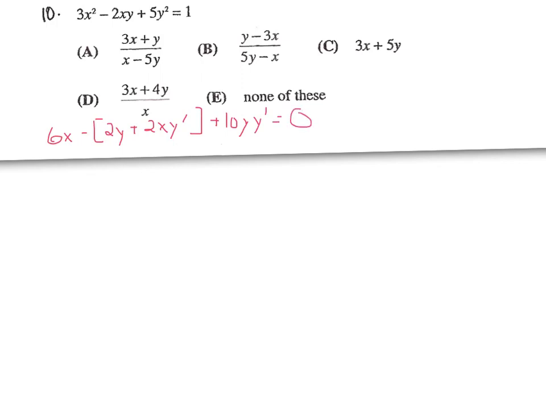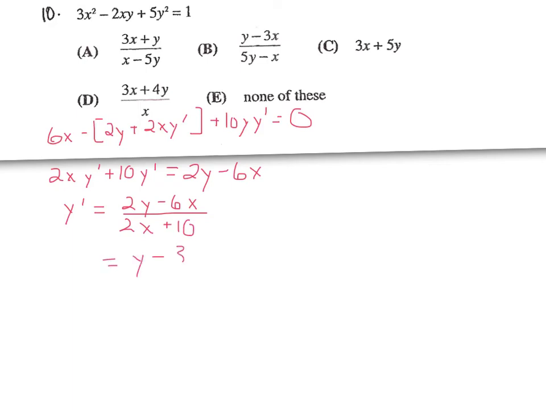So now we need to get y prime by itself. So I'm going to leave the 2x y prime plus 10y y prime on the left side. And I'm going to add the 2y over and subtract the 6x. And then I'll have y prime equals 2y minus 6x all over 2x plus 10y. And then I can divide everybody by 2. So that'll be y minus 3x over x plus 5.